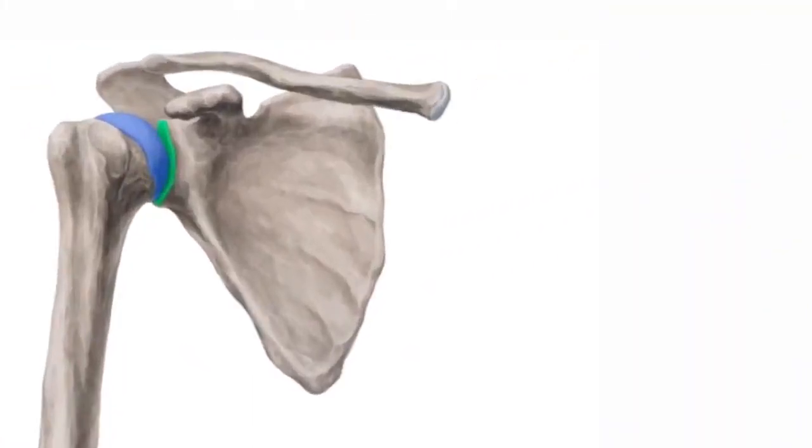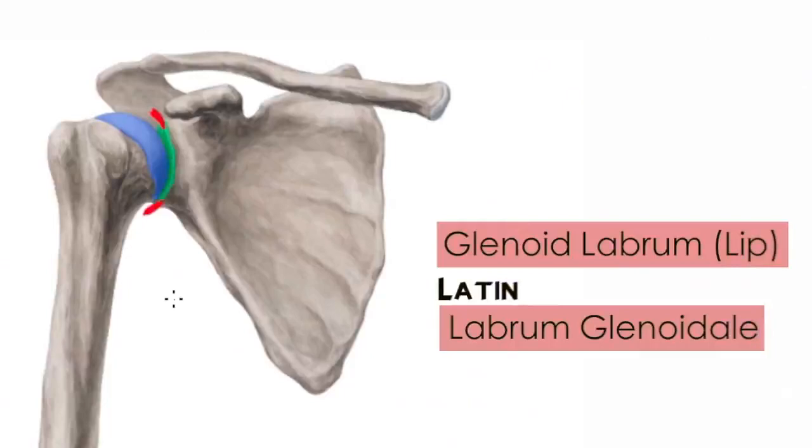That is why, to help correct this difference, you're going to find on the edges of the glenoid cavity a fibrocartilage rim, as I'm drawing right now. And this fibrocartilage rim is known as the glenoidal lip or the glenoid labrum or labrum.